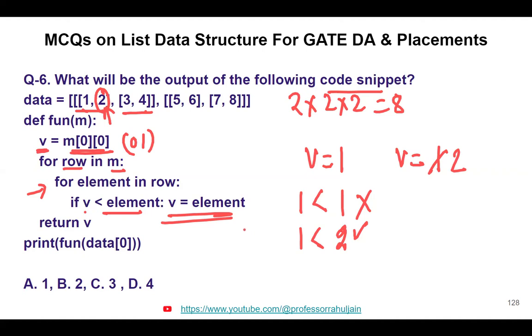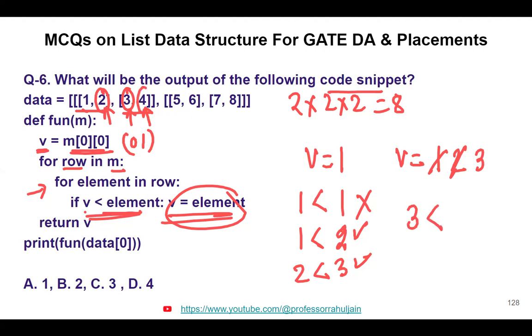After that, it moves on. Next time, what will be compared here? V less than element. What is v? 2. What is element? The element value is 3. 2 less than 3, yes. So v equals element. Again, the value of v will be updated and it is 3 now. Thereafter, we compare if v is less than element. V is 3, element is 4. 3 less than 4, yes, it is true. Again, v equals element will be updated, so v equals 4.